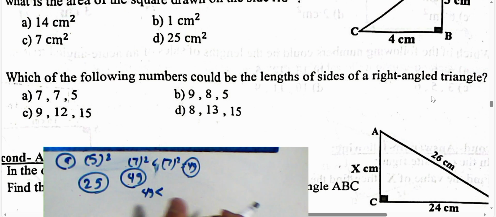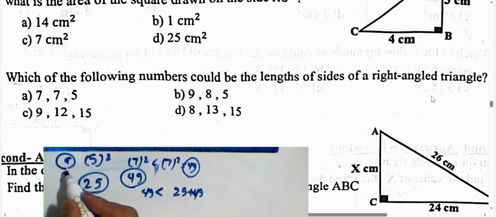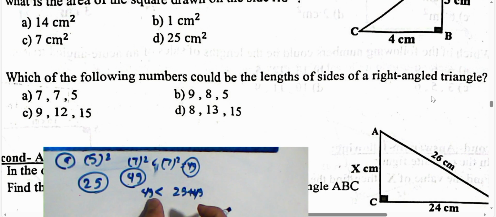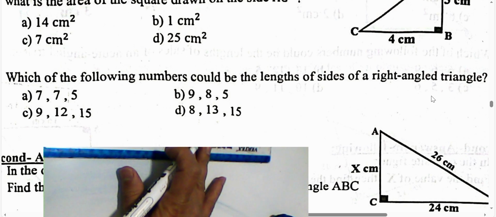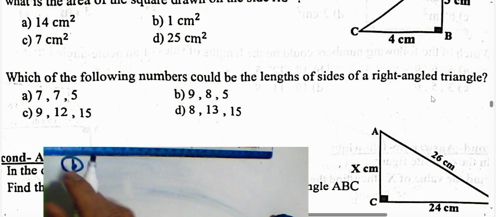We know the side lengths 7, 7 and 5 form an isosceles triangle, but I asked about the angle. 49 is less than 25 plus 49. This triangle in letter A, we call it an isosceles triangle, and also 25 plus 49 is greater than 49. This triangle we call an acute angle triangle. So letter A is not correct.